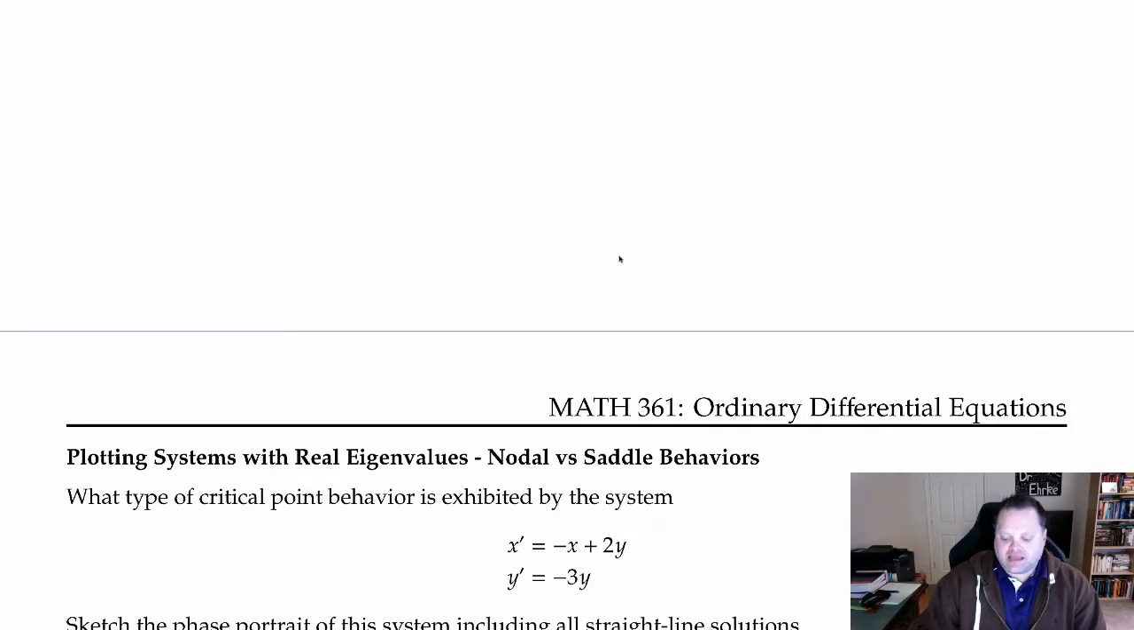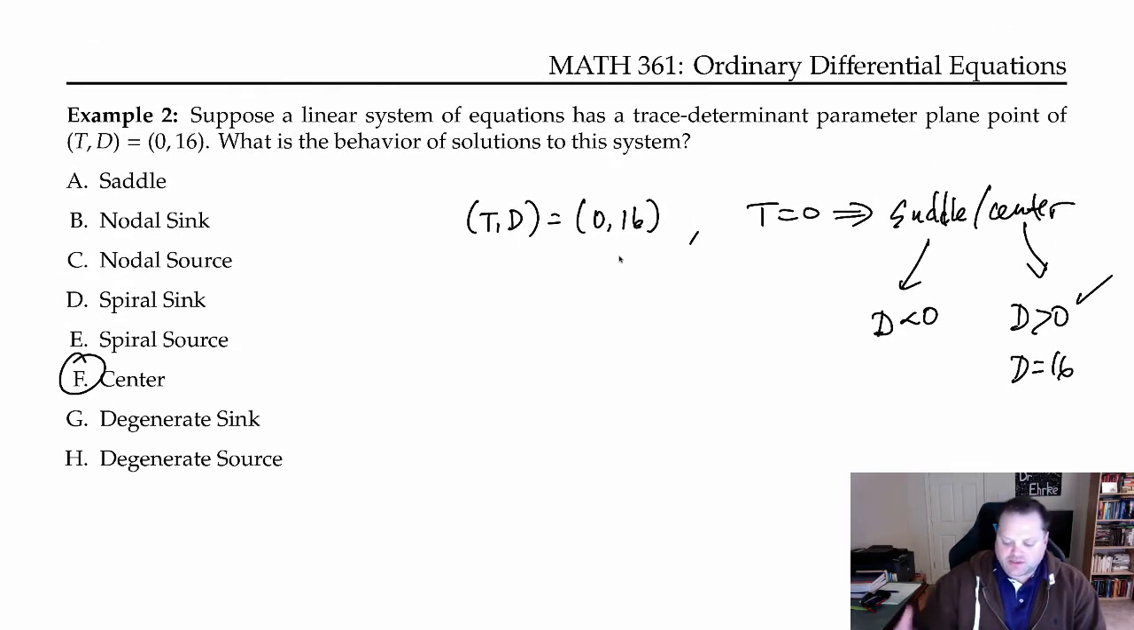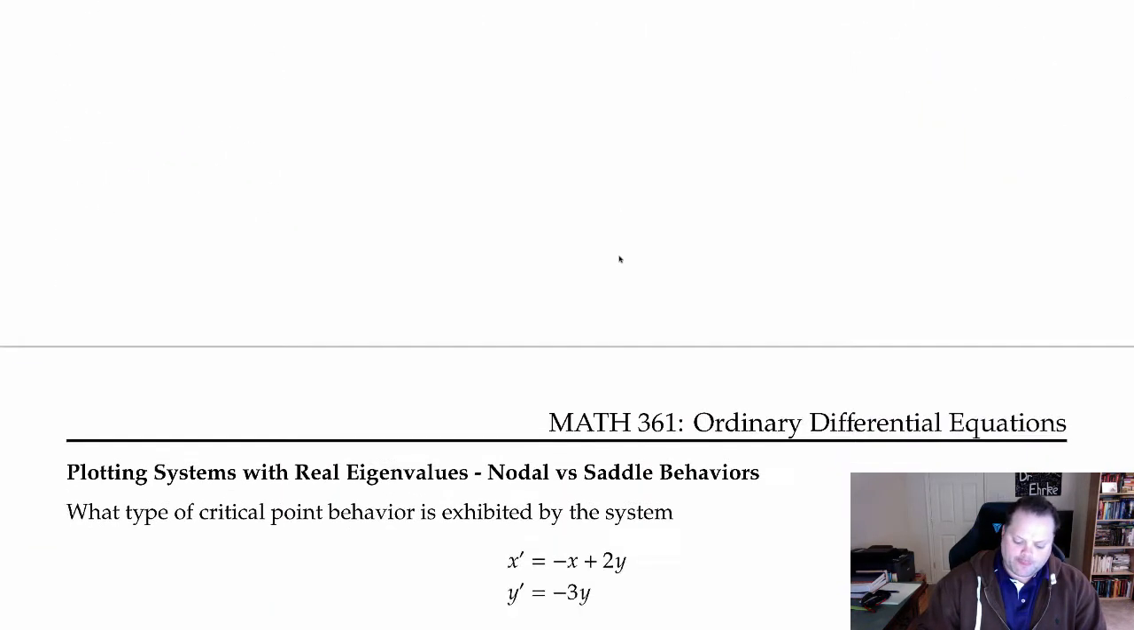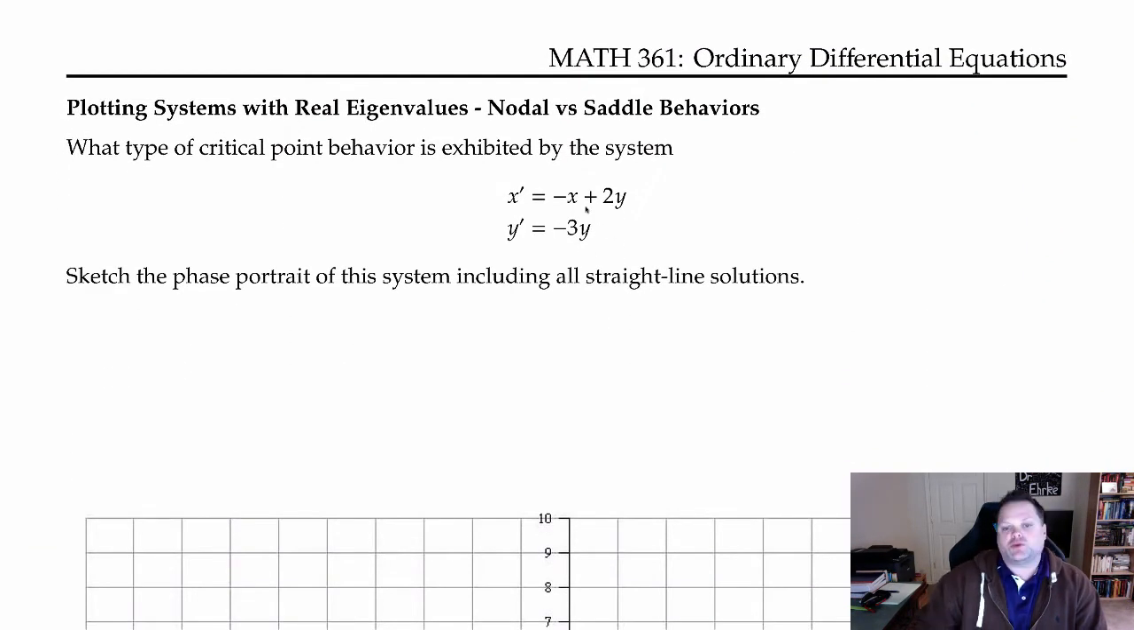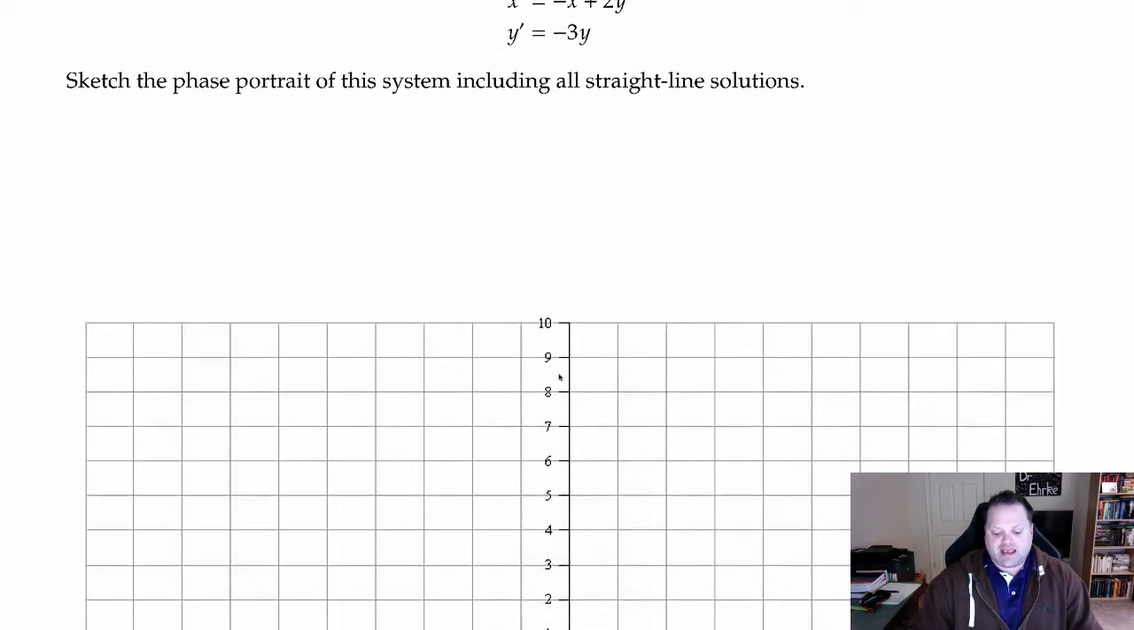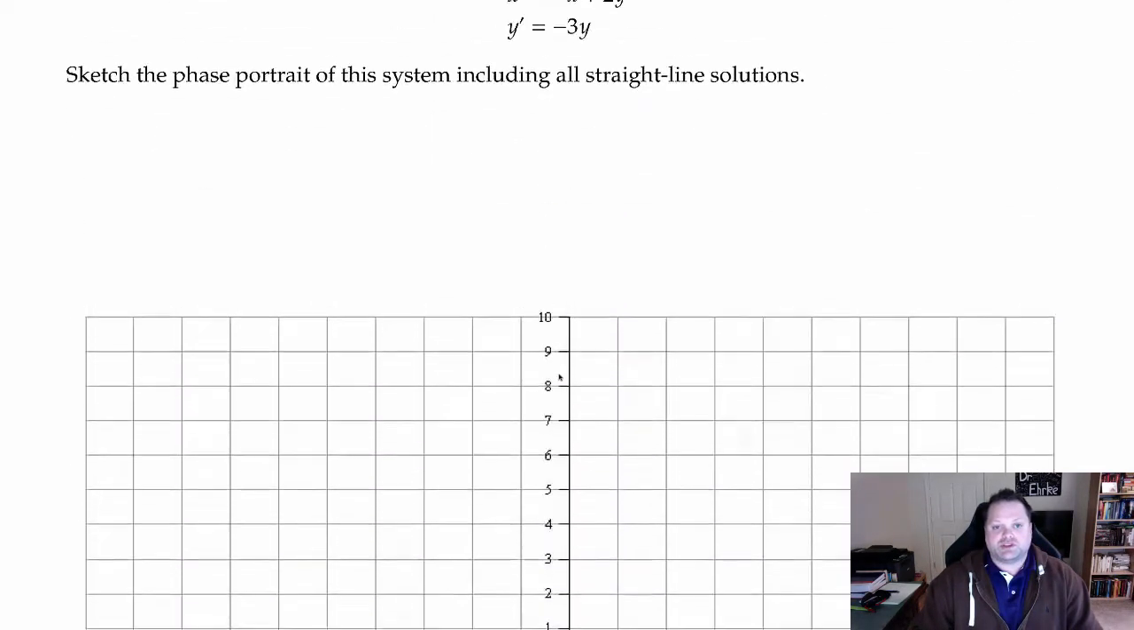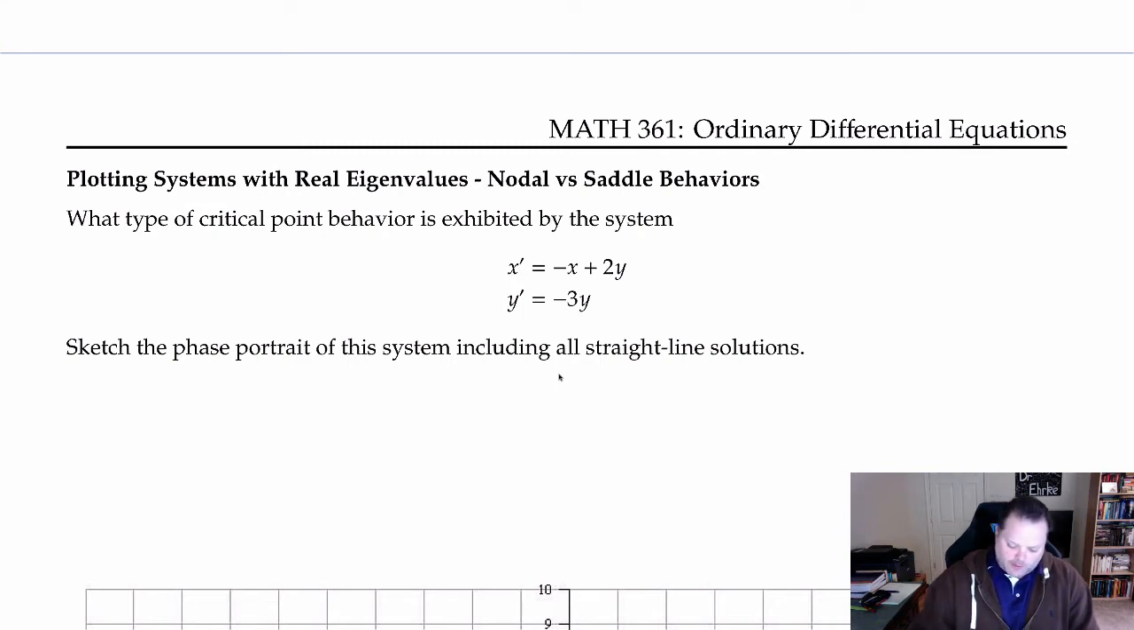All right, so that's how you use the trace determinant plane. There are many examples just like this that I could go through, but that's the basics. What I want to do now is make sure that we understand why these behaviors look the way they do in the phase portrait. When you plot these in Maple and you come up with the phase portraits, why do these systems end up looking the way that they do? So I'm going to work with you here to sketch by hand a couple of solutions to these different problems. We're going to start with this system here.